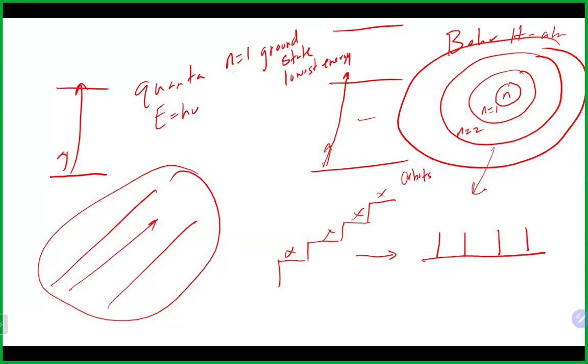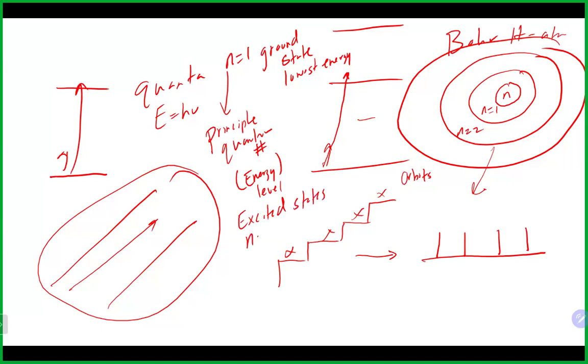So n is really the principal quantum number. It's a fancy way of basically just saying energy level. So that's your energy level. Anything that's above n equals 1, n equals 2, 3, 4, 5, 6, 7, those are excited states, our higher energy levels. And that's obviously higher in energy.